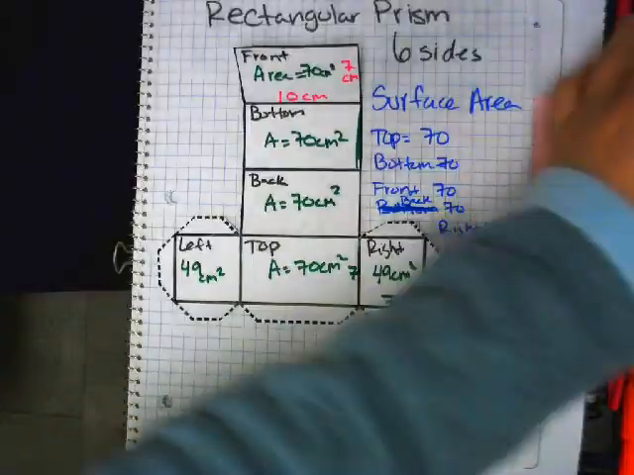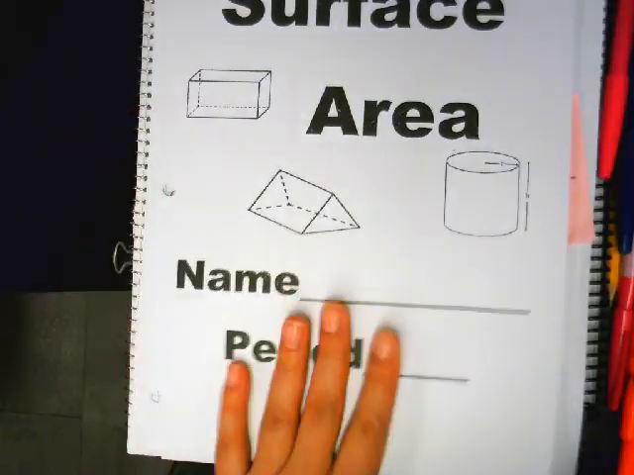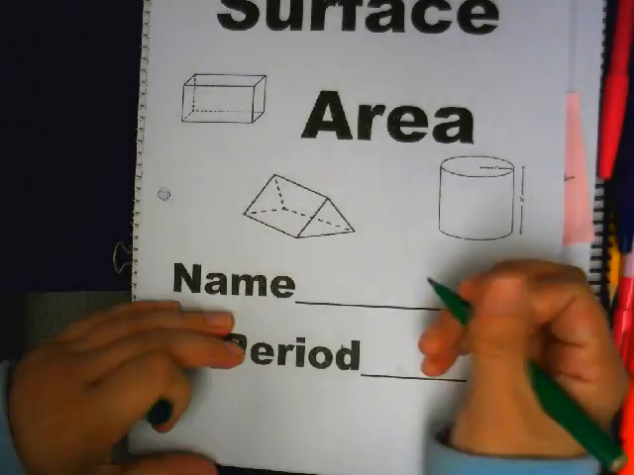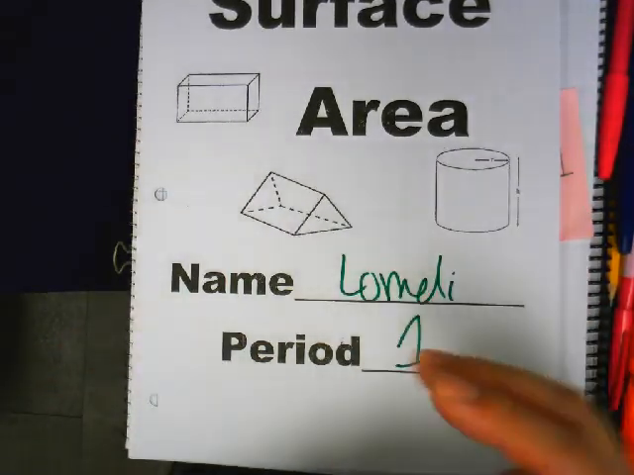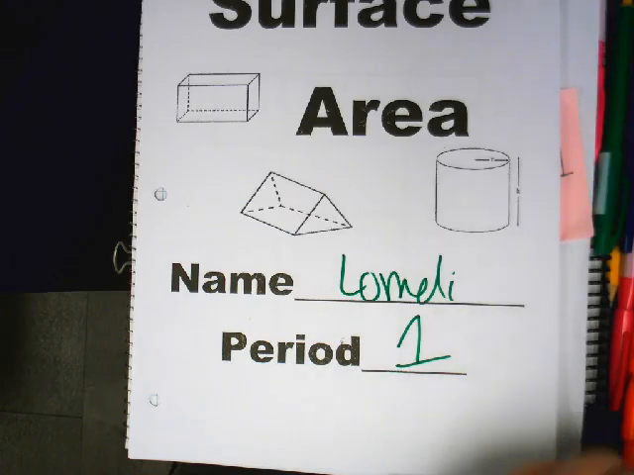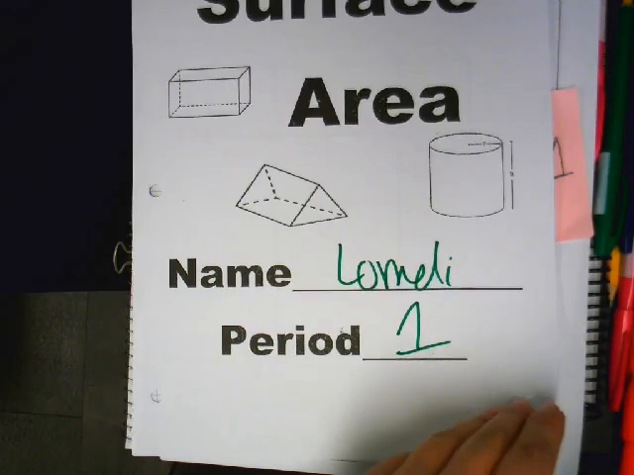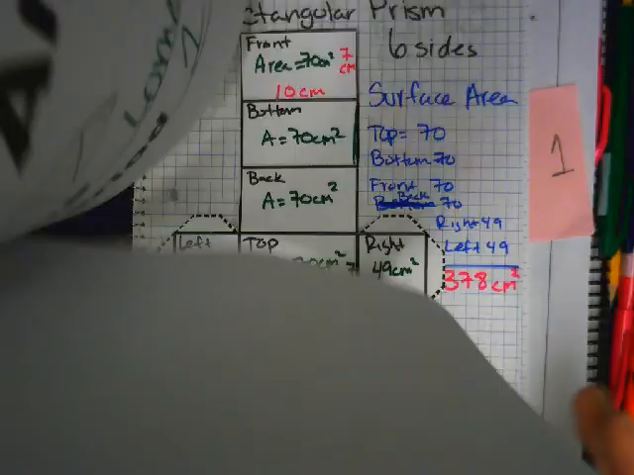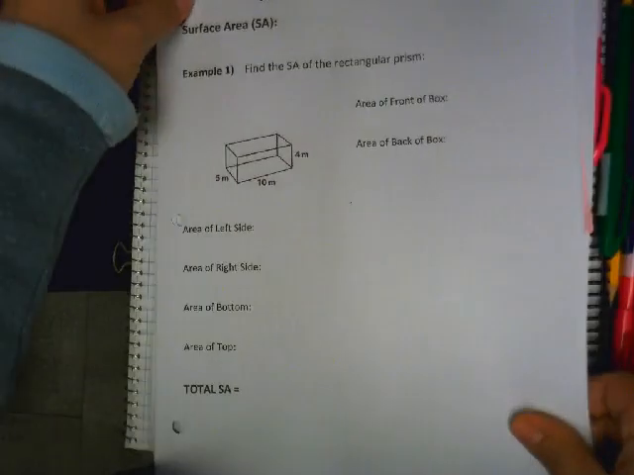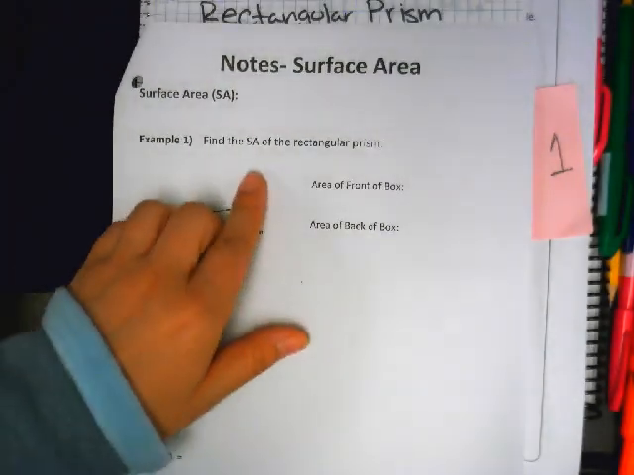All right, so now I've given you a packet. So period 1, we'll be working on this packet for a couple of days, going into next week. All right, well, we already did this part, right? So let's move on to this page, it says notes for surface area.